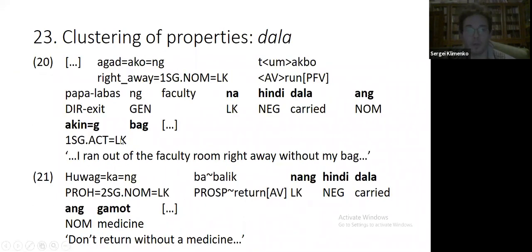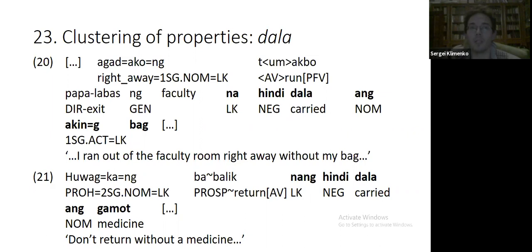So the first one is, I ran out of the faculty room right away without my bag. And the second one, don't come back, don't return without a medicine. And it goes on like, without a medicine that will be able to treat me. By the way, the semantics of this predicate Dala raises a question, whether there is always motion involved in Caritive constructions with this predicate.